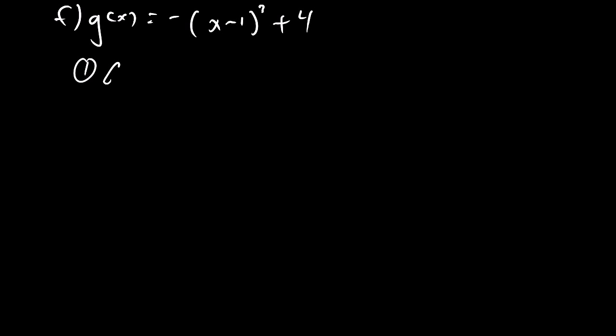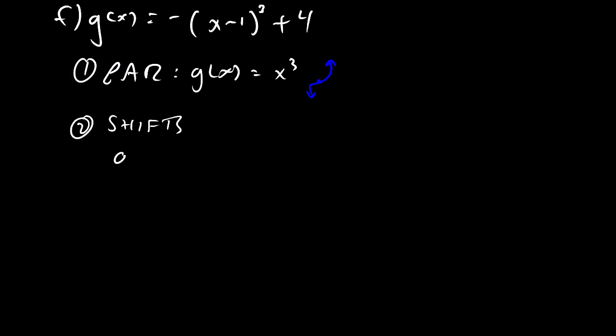So 1, what's our parent? Parents are proud. It's going to be our g of x is equal to x cubed. Good. So if we do a quick little sketch, x cubed has a little swirly do. 0, 0 is in the middle. So 2, we're going to do our shifts. So g of x is equal to, start off small, x minus 1 cubed. It's supposed to be cubed. Alright, come on. Cubed. What does this do? 1 is detached, so we have a horizontal shift. It's going to go right 1.